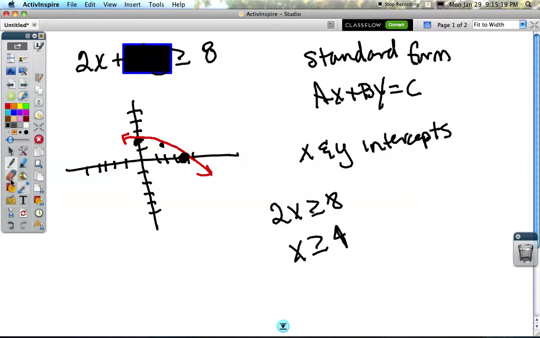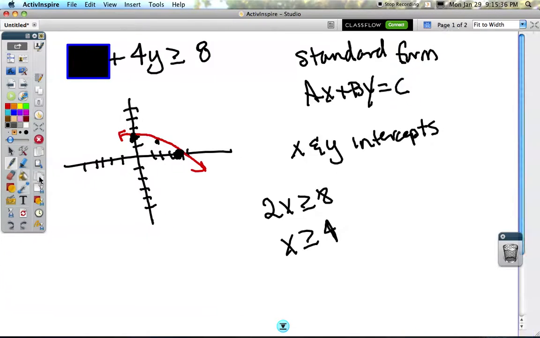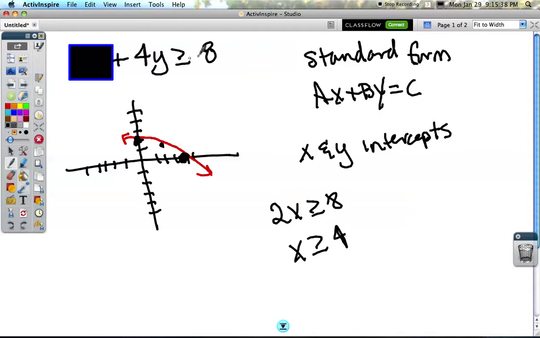Now, if I'm solving for the y-intercept, where it intercepts the y, what is my value of x? 0. So I can cross this one out. What would be my y-intercept if I get y by itself? 2. Do you see that I have the same 2 points that I already graphed? Draw your line.